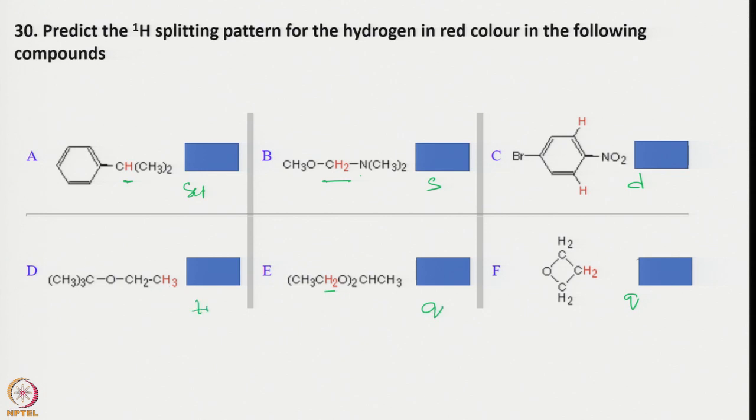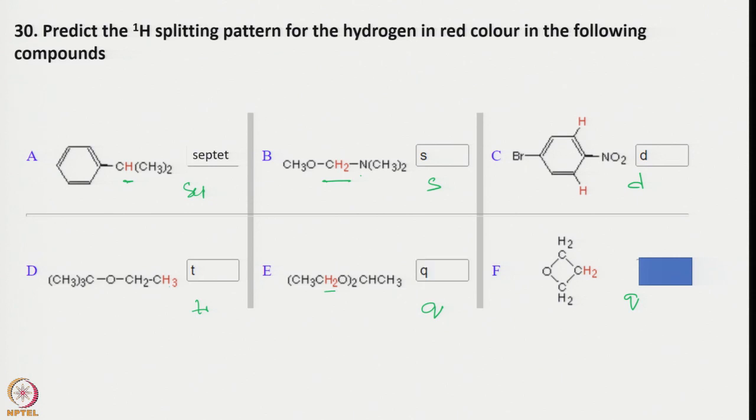So let's look into it now. A septet, yes. And then a singlet. This is a doublet. And then this is again a triplet. And this is a quartet. And this is a quintet. So like that, we should be able to predict it.